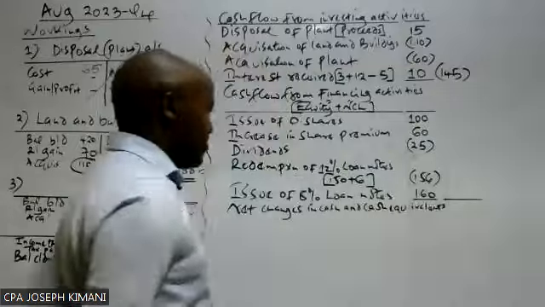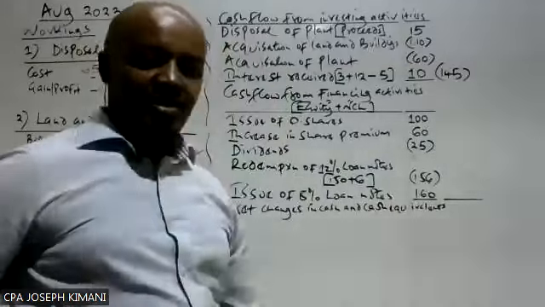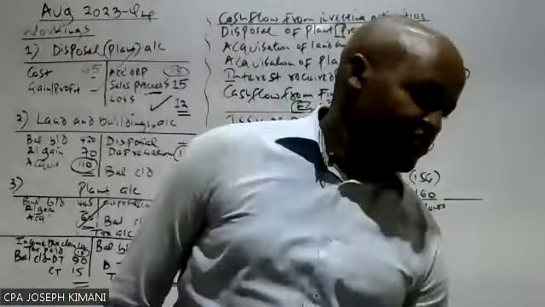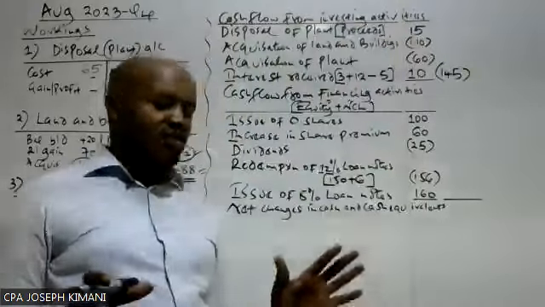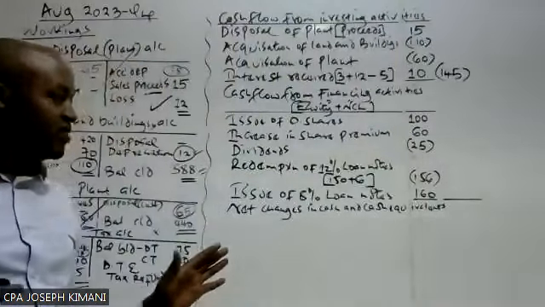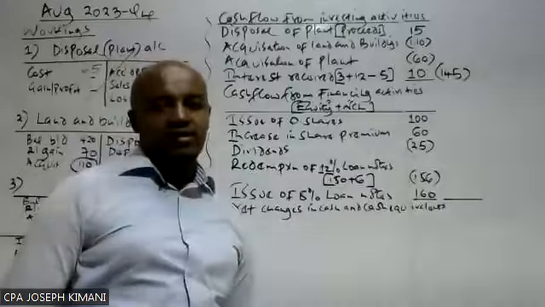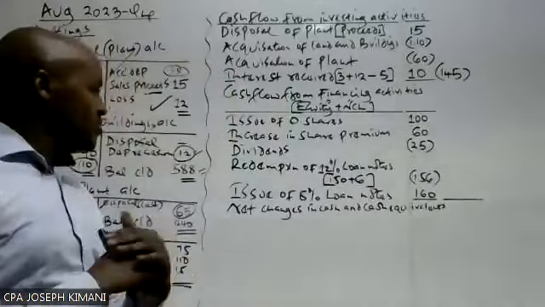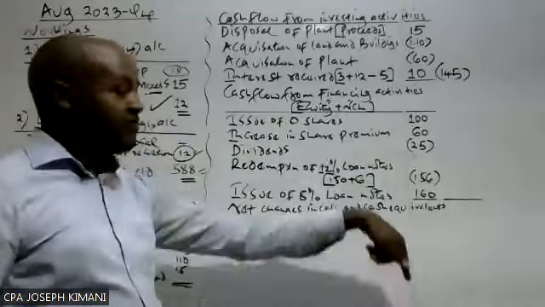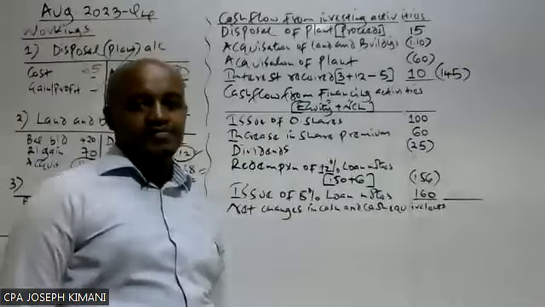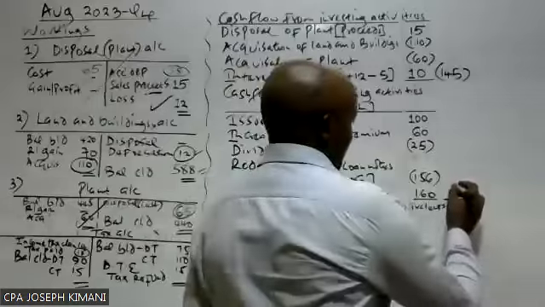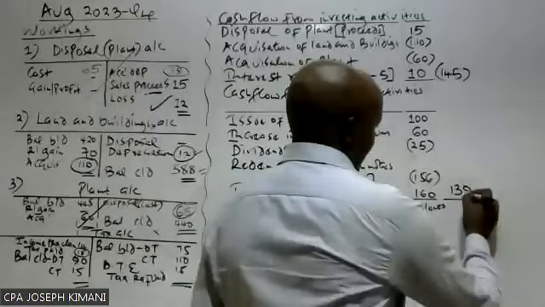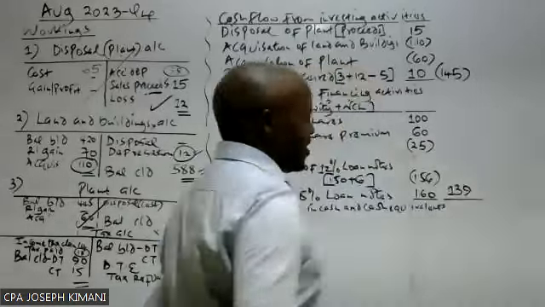So if you did this paper, this was a very good question. It's a question you had to score 14 marks. Yes. So what is the net cash flow from financing activities? From financing activities, 139.